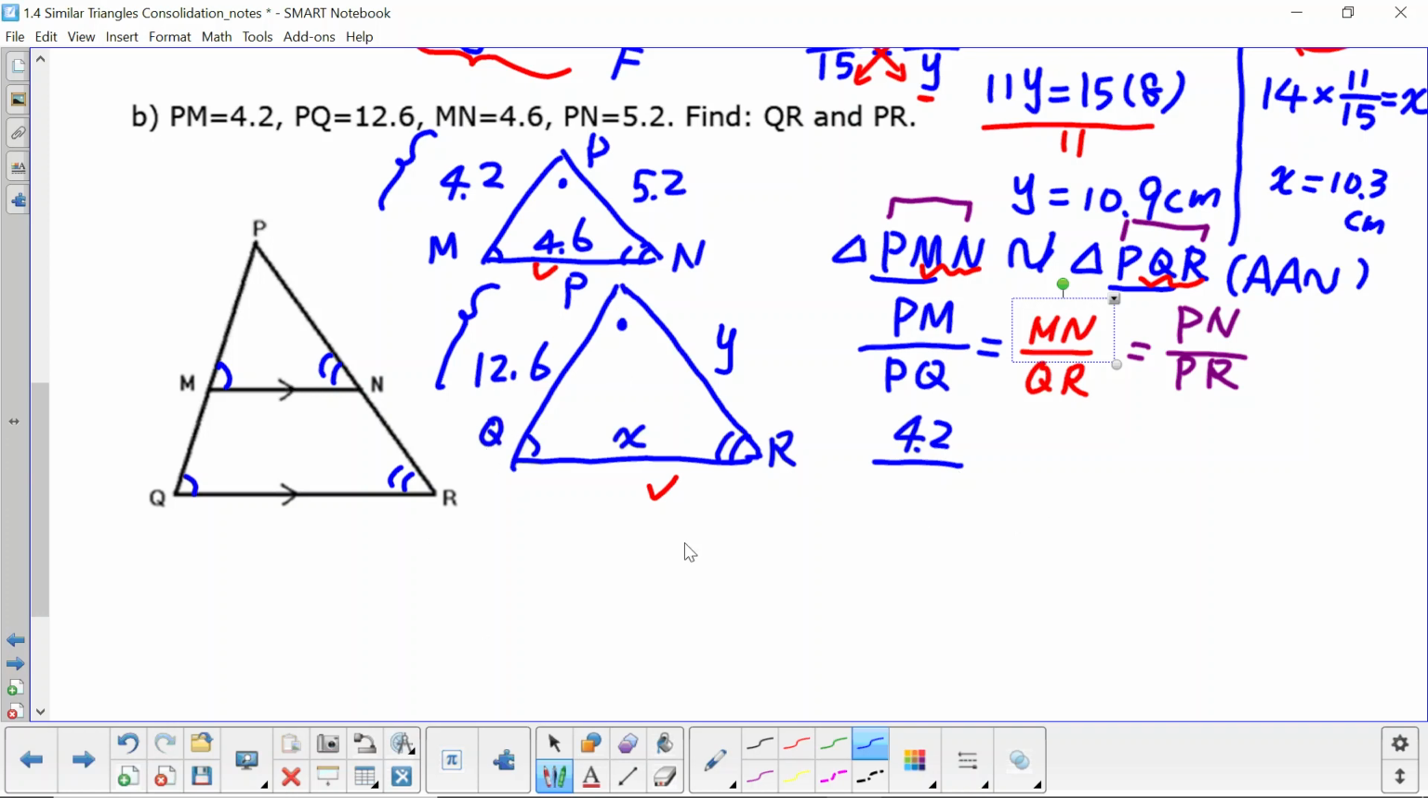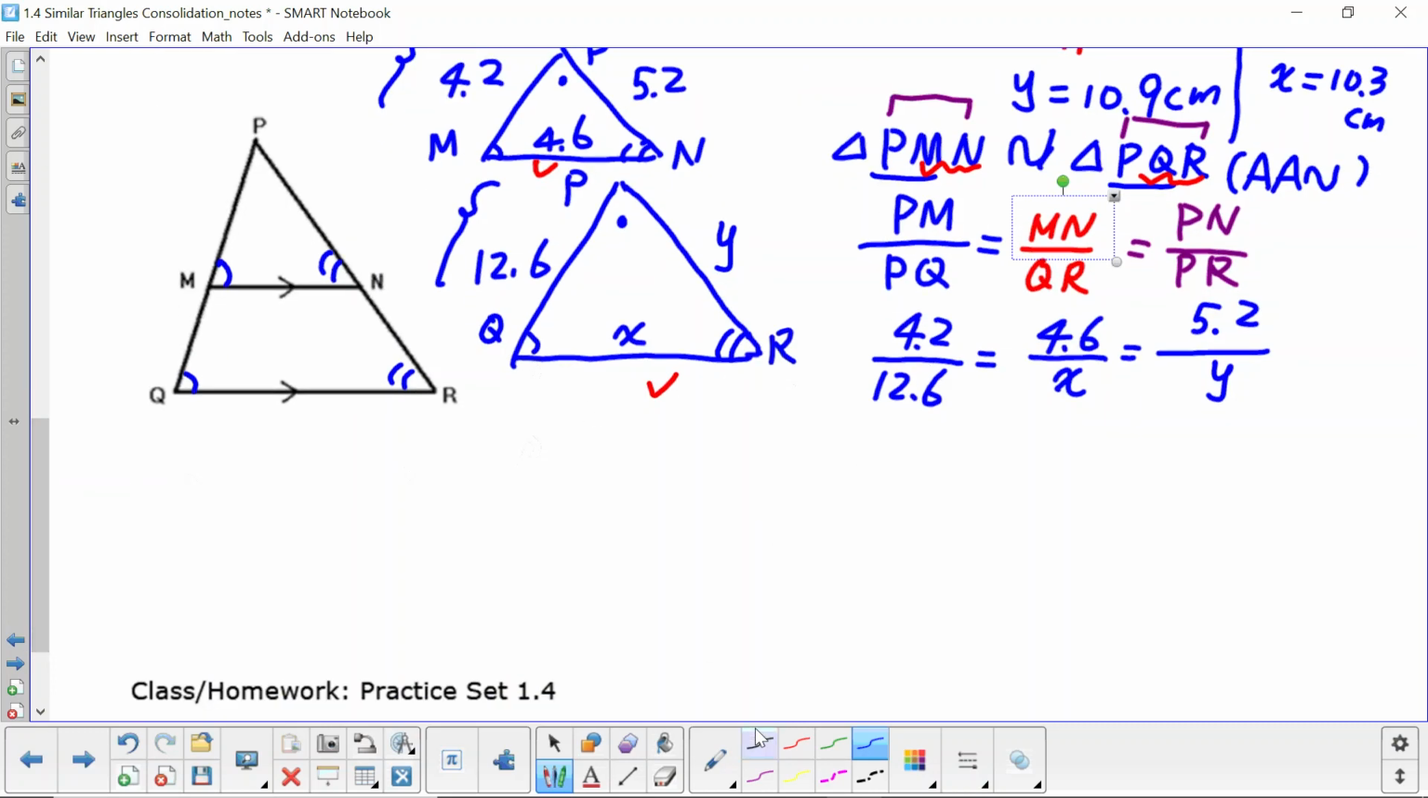PQ is 12.6. MN is 4.6. QR is X. PN is 5.2. PR is Y. Then we are going to do the cross multiply. So set up using the ratio, where both numerator and denominator are given, to solve for the unknown.